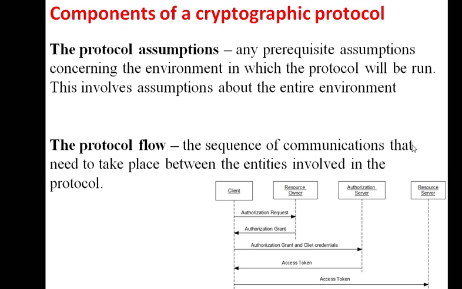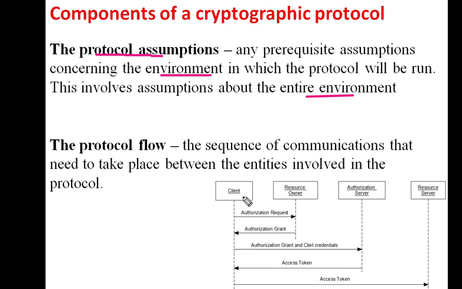Components of a cryptographic protocol. What are the components? The protocol assumptions and the protocol flow. Assumptions are prerequisites, assumptions concerning the environment in which the protocol will be run. This involves assumptions about the entire environment. And the protocol flow is the sequence of communications that need to take place between entities involved in the protocol.